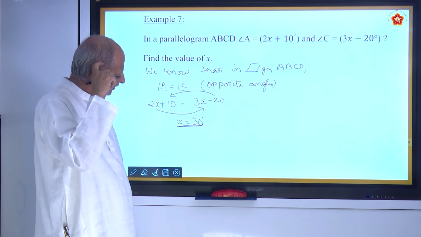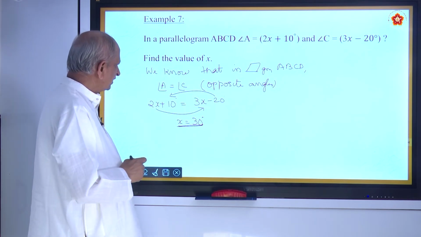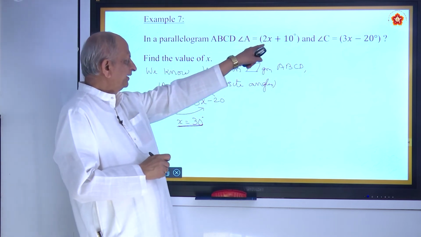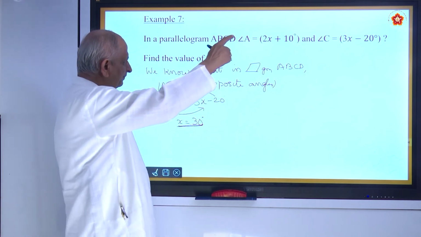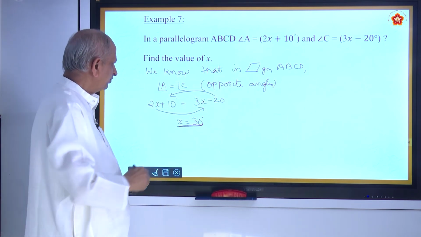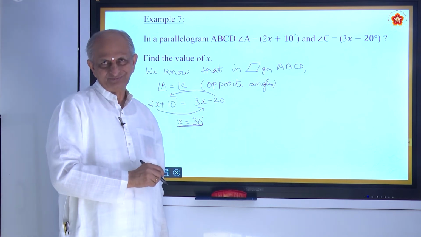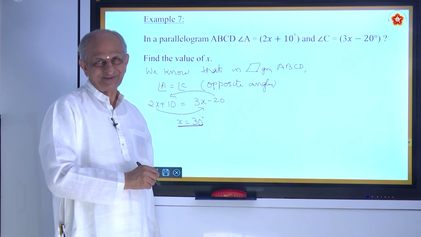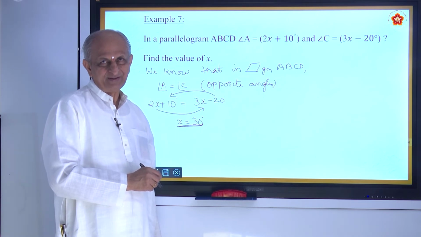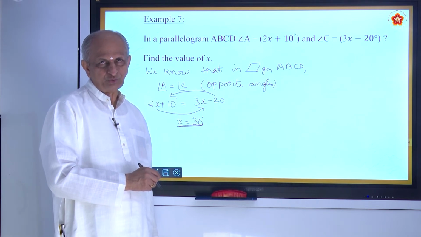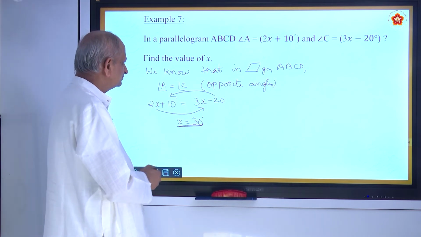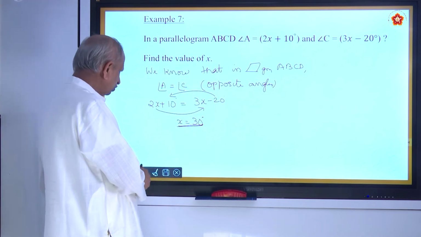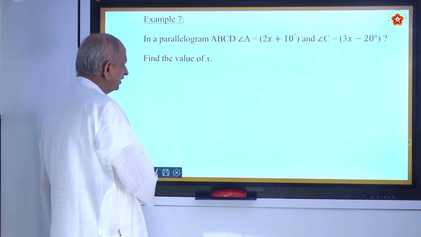And if you want to know the angles of the parallelogram, then we have to substitute here. A becomes 2 into 30, 60 plus 10, 70. And C becomes 90 minus 20, 70. So A and C become 70 each. Then B and D become how much? B plus D will be 360 minus 140. That is 220. Is it not? By 2. That will be 110 each. Okay, that's all not asked here, but you should know that also. Okay, now we will pass on to next sum.